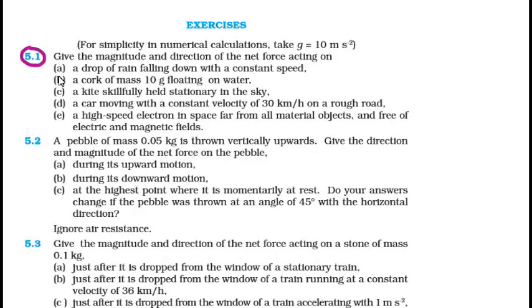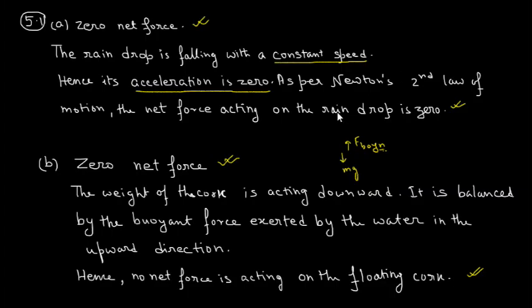Now let us see question number B. A cork of mass 10 gram floating on water. Answer is zero net force. Why? Because the weight of the cork is acting downward. It is balanced by the buoyant force exerted by the water in the upward direction. So this is the buoyant force which is acting upward, and this is the weight which is acting downward. These two balance each other. Hence, no net force is acting on the floating cork.